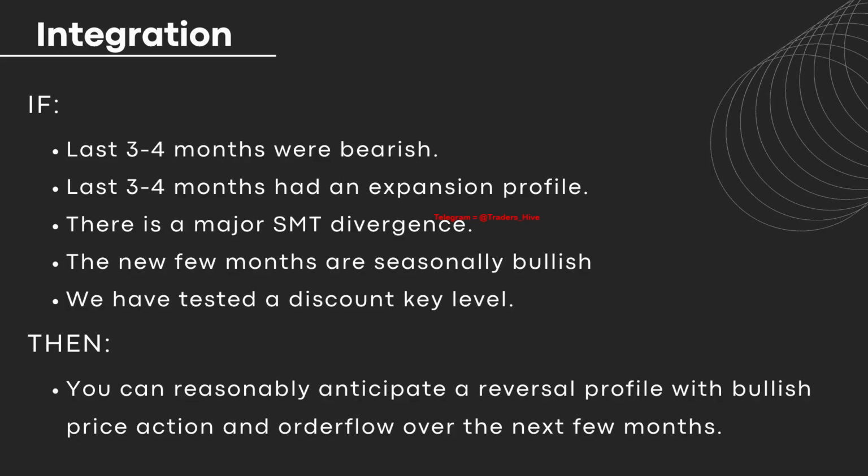Moving on, right here you can see this if-and-then logical process, right? And you're going to use this concept exactly like this, right? First of all, you're going to look at the if factors. So for example, in this one you can see if the last 3 to 4 months were bearish, if the last 3 months had an expansion profile, and if there is a major SMT divergence and discrepancy and non-symmetry in price, and if the next few months are seasonally bullish, and if we have tested a discount key level, then based on all of these factors and these aspects, the most likely outcome for price is a reversal profile with bullish price action, right?